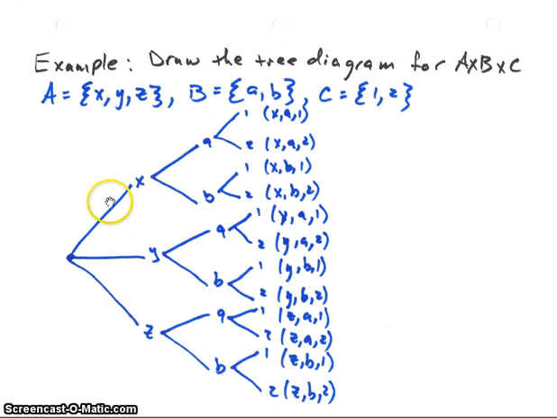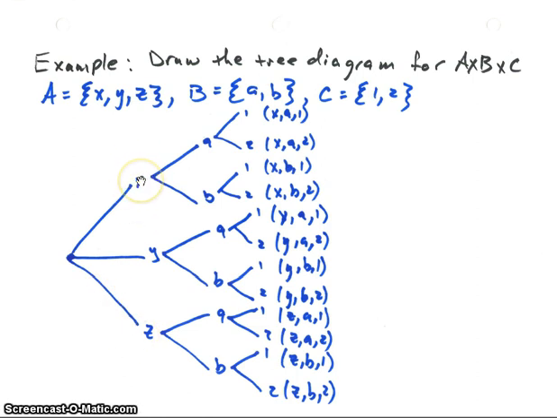So in a tree diagram, you start with a single point, and that's just the start point. You can label it start point or just leave it as a dot. The next thing that you do is put lines to all the elements in the first set, so all the elements of A. So we'll have X, Y, and Z, with lines going to each one of those.